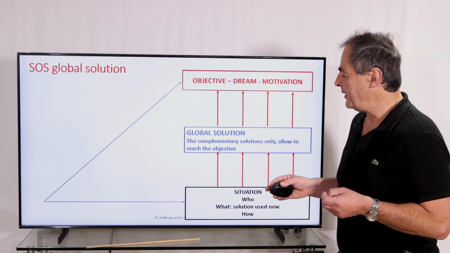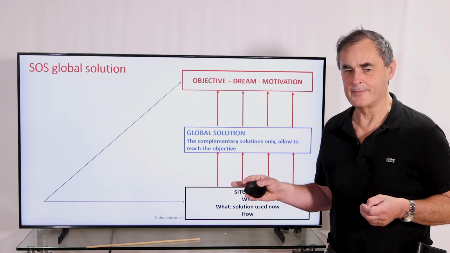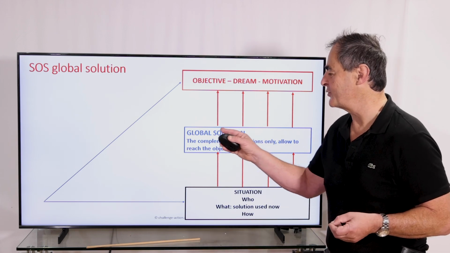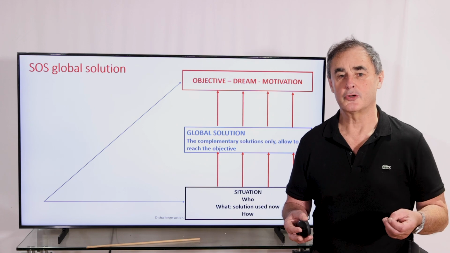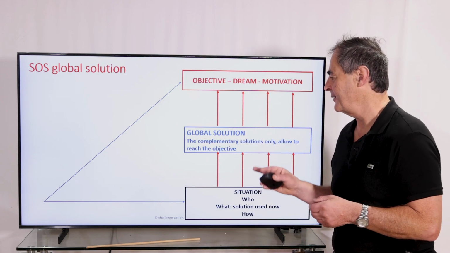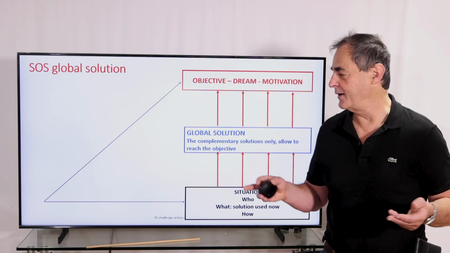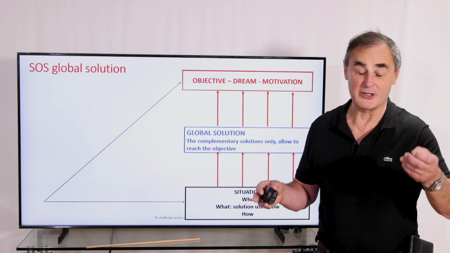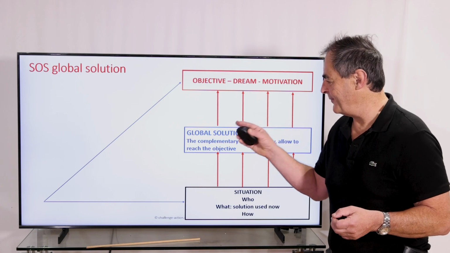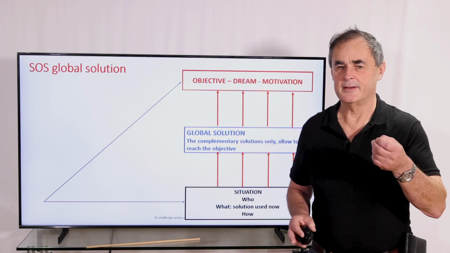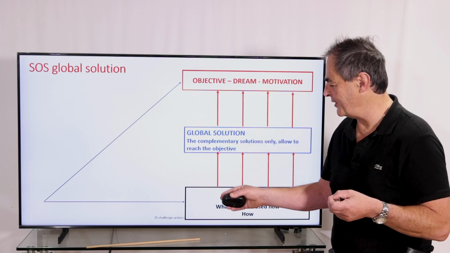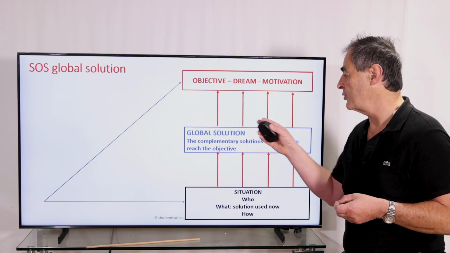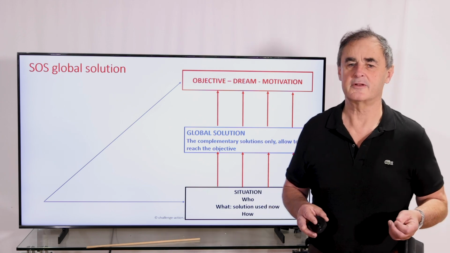First variation. The solution is still here, but you see that there are different arrows. Why? Because in fact, it's not the solution, it's a global solution, and the global solution is composed of different products, for example. The car, plus the insurance, plus some special items, and all of them compose the global solution. And there is not only a logic between the situation, the objective, and the global solution, but there is also the complementary logic of all these products together.